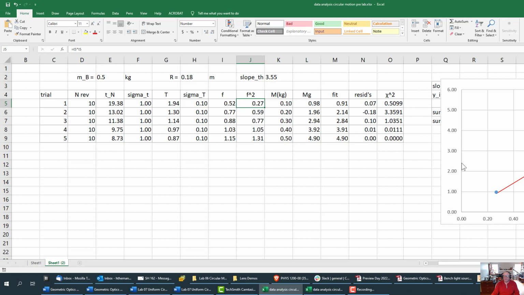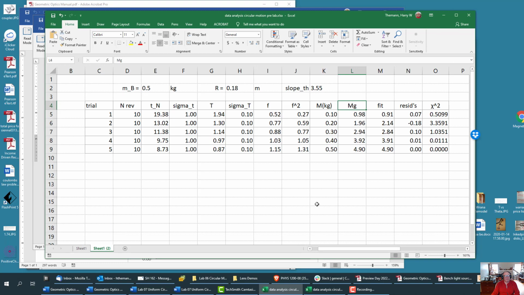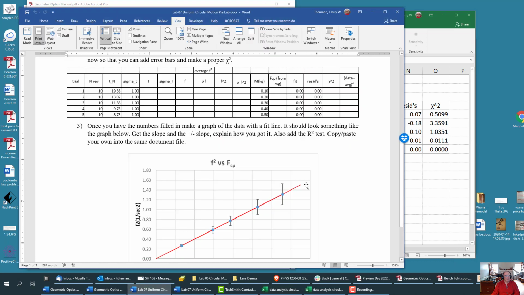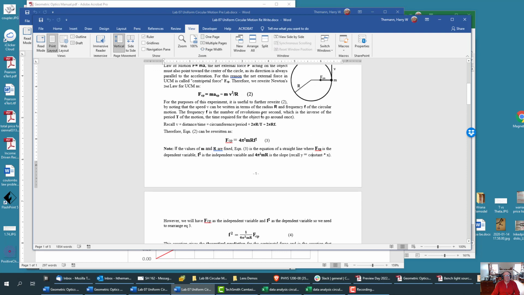The point is that we are considering F centripetal, so we're going to measure the, we're going to assume a certain radius. We're going to assume, I got to make sure this all is on the screen. Let's go back to the manual. Here we go. That's the pre-lab. Here is the actual lab. Right.